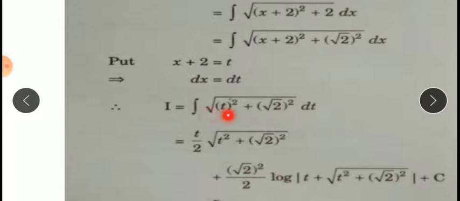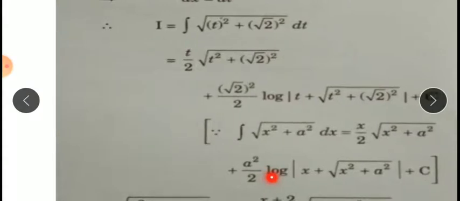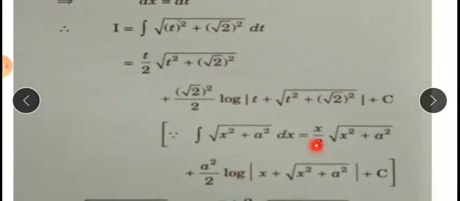integration root x square plus a square formula, here is the formula, that here it is x by 2 square root x square plus a square plus a square by 2 log mod of x plus root x square plus a square. Go through that formula. Here the formula is given, this side it is already written, you can refer to this formula. Here x by 2, that is t by 2 under root x square plus a square, that is under root t square plus root 2 square.